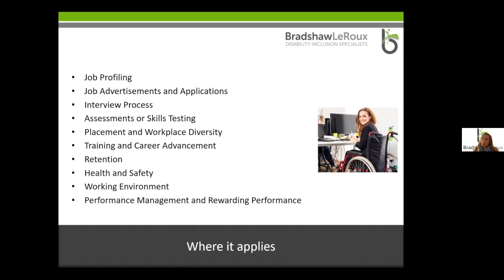The moment somebody discloses that they have a disability to you as an employer, you are legally obliged. You are obliged by law to reasonably accommodate that person. That's a non-discussion point. It is there in the law. What makes it very tricky is what is reasonable.